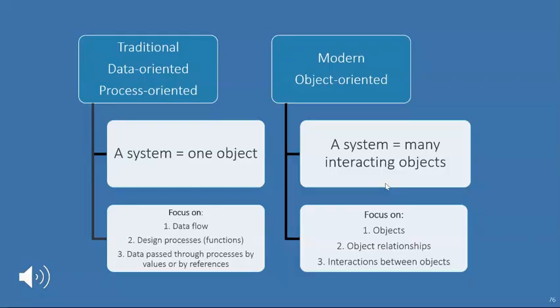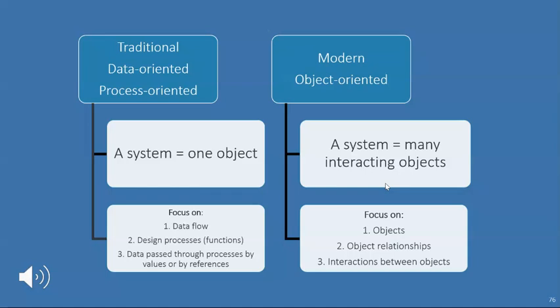Traditionally, system analysis and programming methods are data-oriented and process-oriented. It views the system as one single object and focuses on data flow in the system from input through internal processes to output. Processes process data and pass on data to other processes by their values or by their references. Therefore, most of the time of system analysis and programming is spent on figuring out data flow, designing databases, and designing functions and function calls.